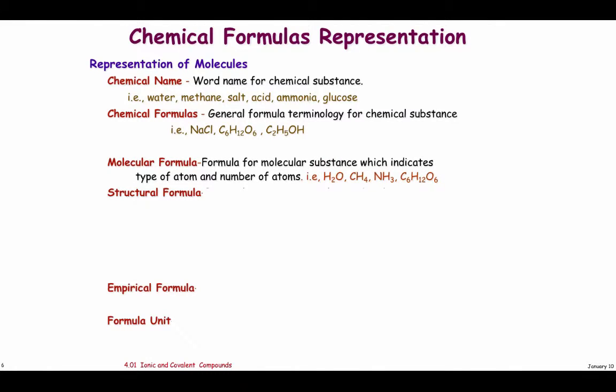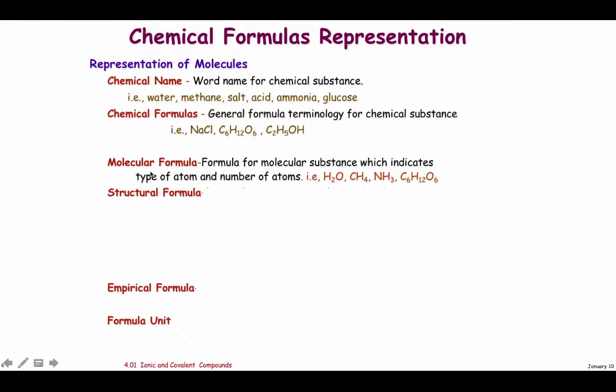Molecular formulas are for those chemicals in which the elements share electrons. The elements, like in water, hydrogen and oxygen, share the electrons between each other. The bonds are formed by covalent bonds. So how do you know if it's a molecular compound? Well, the formula will not have a metal. If there's no metal in the formula, then most likely it's a covalent compound and it's a molecular compound.